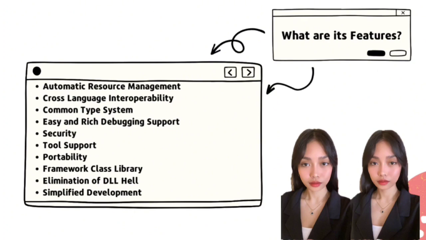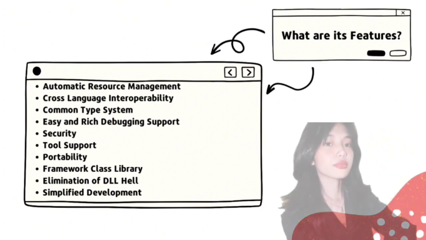Next is Common Type System. A common type system is one of the features of the .NET framework. It allows the objects of programs written in various .NET supported programming languages to communicate with one another. So, a common type system aids programmers in creating systems that maintain data integrity when information is transferred from one language's type to another.